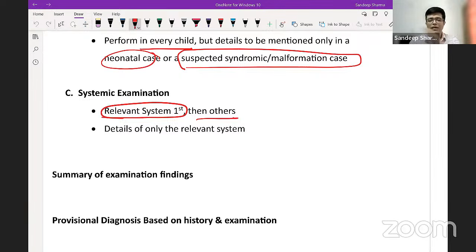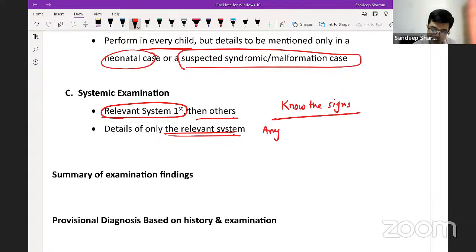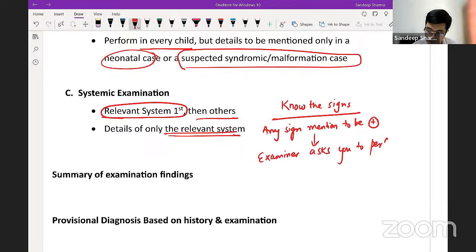It is up to the examiner whether he or she wants you to perform a particular test or not. But the system in detail you have to mention. Details of only the relevant system, as I have already told you. And when you perform this examination, you should know the signs involved, and any sign you mention to be positive, examiner will ask you to perform. So be ready for it.